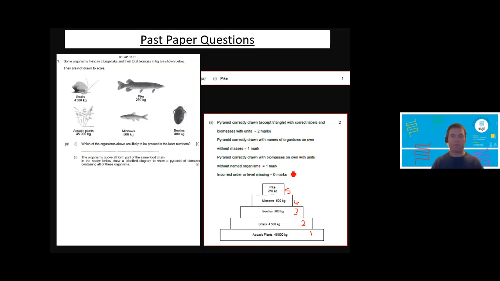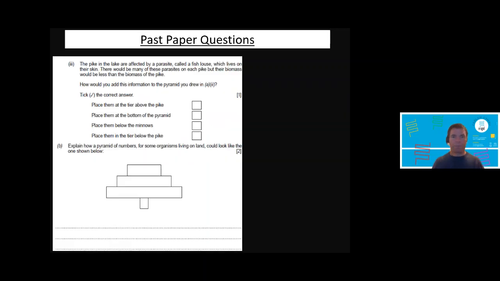Okay, you can pick up so many marks just by doing that properly. Okay, and then it says the pike in the lake are affected by a parasite called a fish louse, which lives on their skin. There would be many of these parasites on each pike, but their biomass would be less than the biomass of the pike. How would you add this information to the pyramid you drew?